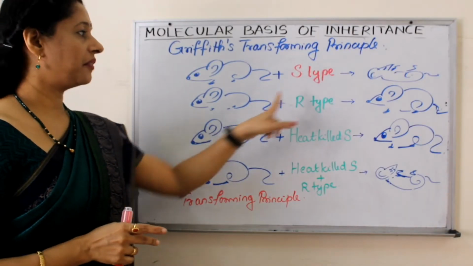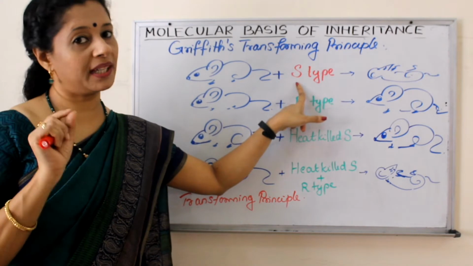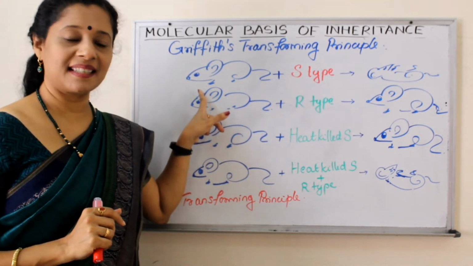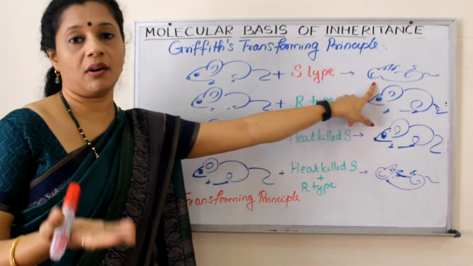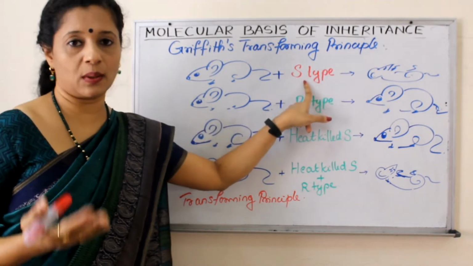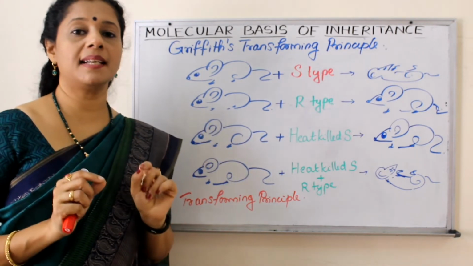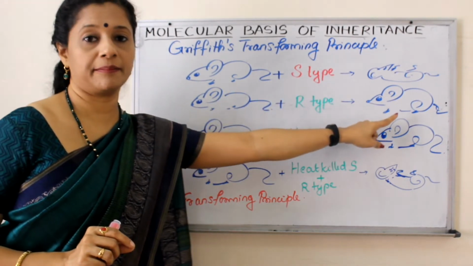So what he did? First he injected S-type bacterium. S-type bacterium, we know it can cause pneumonia. S-type bacteria were injected into mouse and the mouse died because of pneumonia, because S-type is virulent. Now second, R-type was injected. R-type bacterium cannot cause disease, pneumonia, so mouse lived.